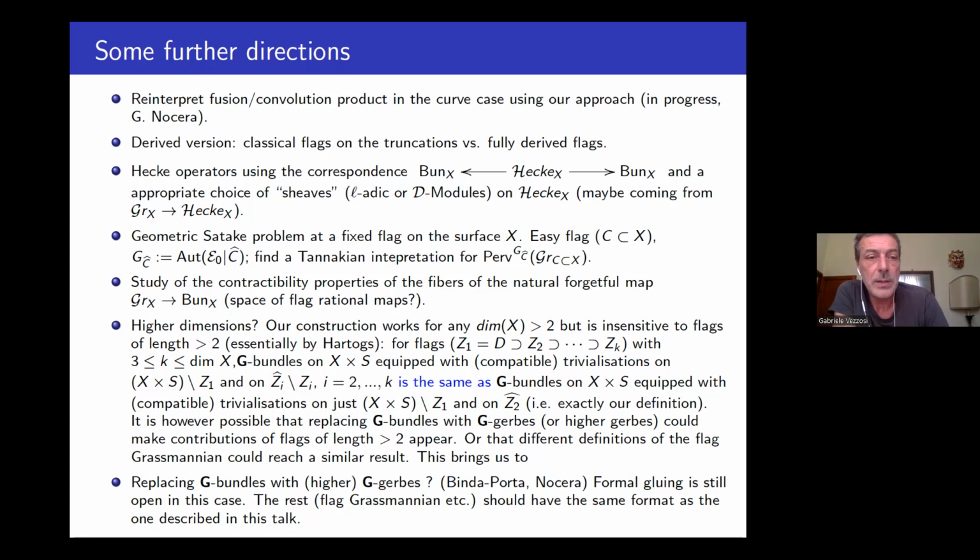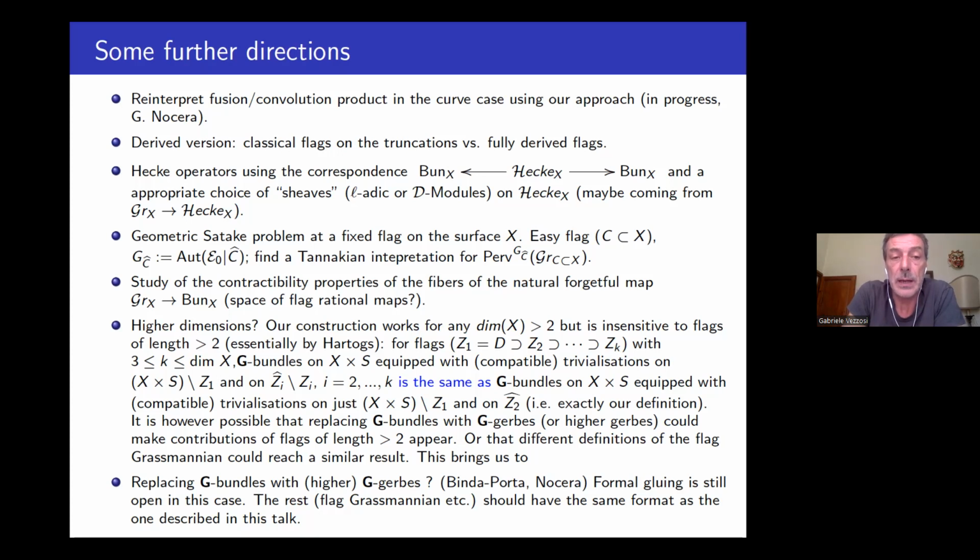Another question coming from classical geometric Langlands is the fact that you have a forgetful map from the flag Grassmannian to the stack of G bundles on X. Suppose you can prove that the fibers are, let's say, de Rham contractible. Then this shows you that the pullback along this map on D modules is fully faithful, which is an important thing to be used in the geometric Langlands for curves.